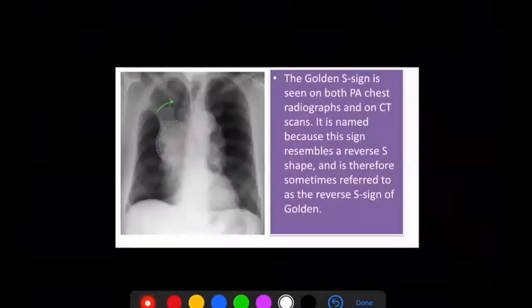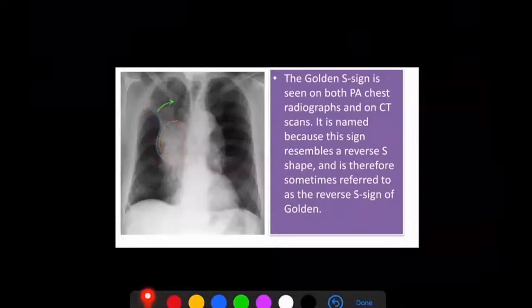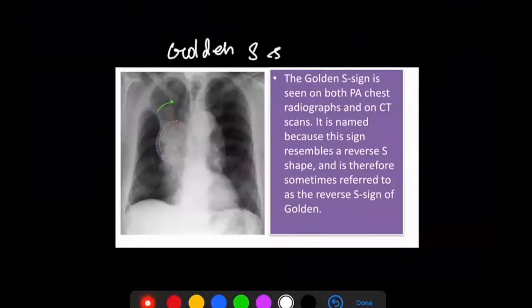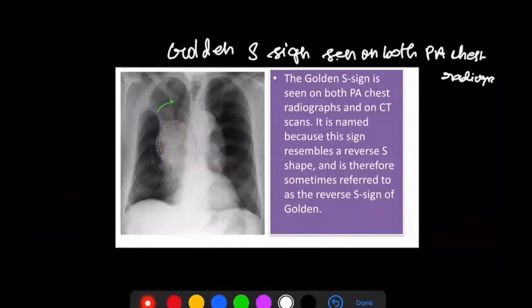Golden S sign is seen with what? Here you can see the golden S sign and the tumor can be seen here. It is seen on both the chest X-ray and on CT.